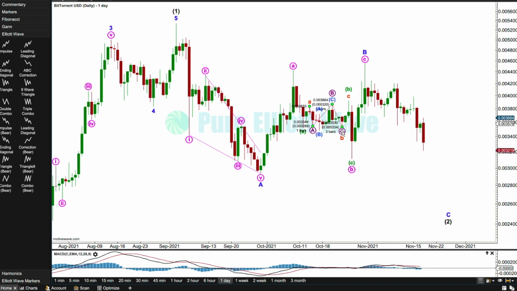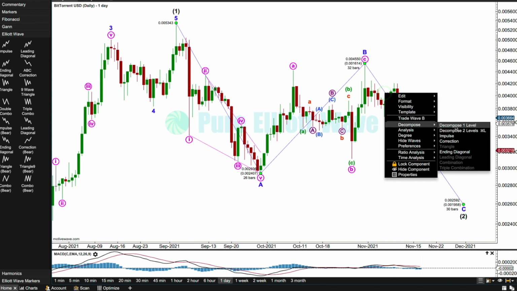So subminuet B, this is the orange label, is an expanded flat. Micro B also an expanded flat. A, B, C. That looks really good. I see that so often. B waves within B waves within B waves, expanded flats nested within them. So that looks pretty good.